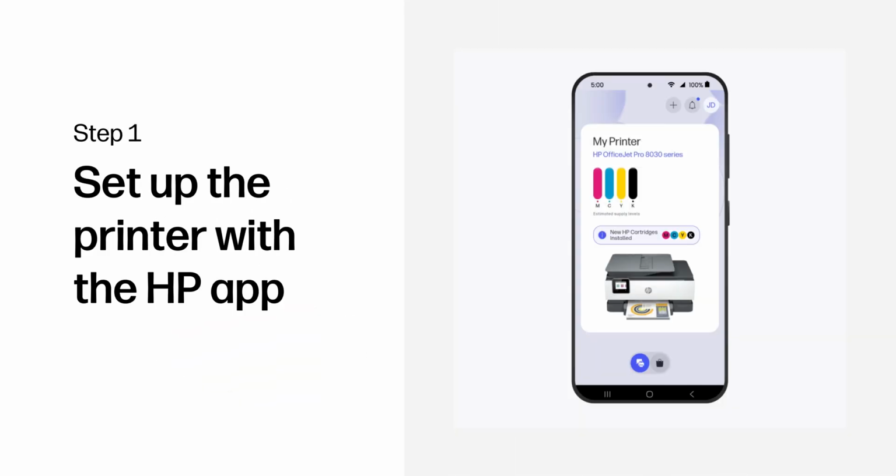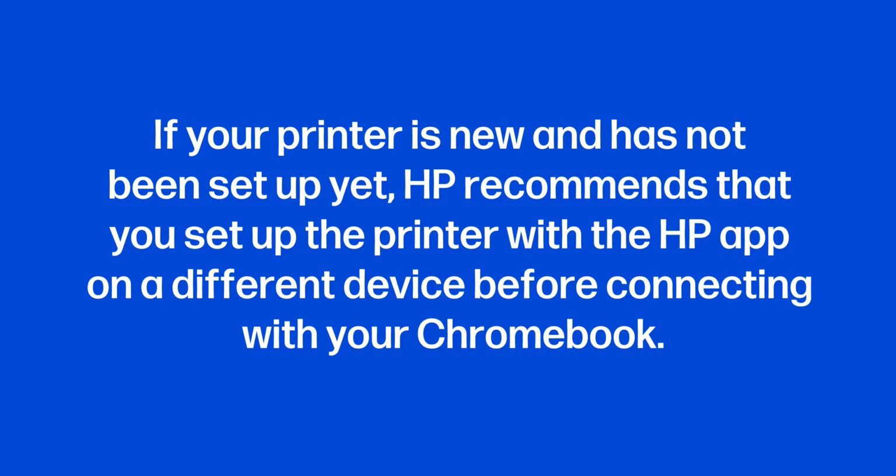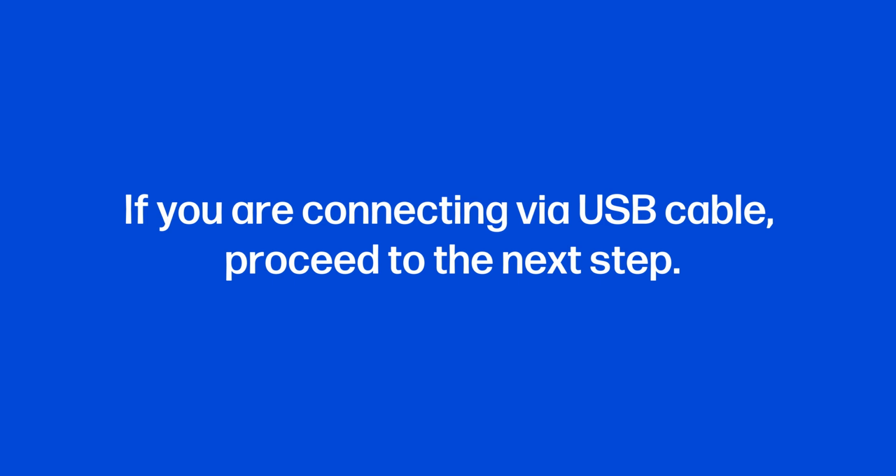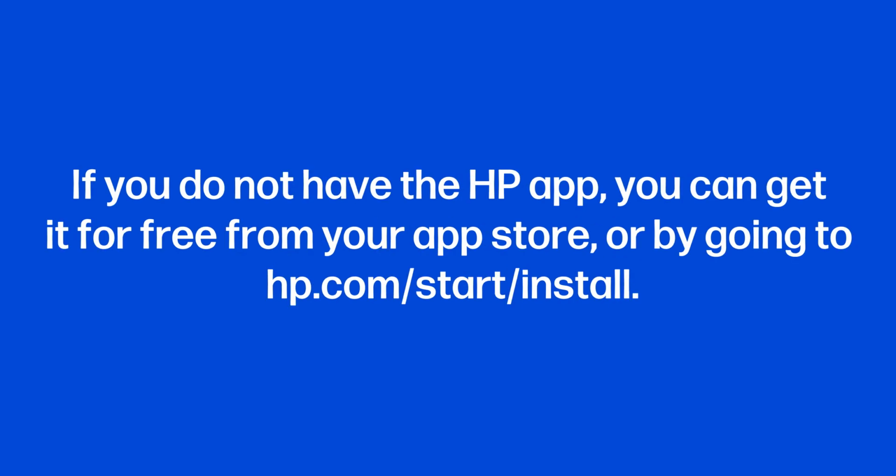Step 1. Set up the printer with the HP app. If your printer is new and has not been set up yet, HP recommends that you set up the printer with the HP app on a different device before connecting with your Chromebook. If you are connecting via USB cable, proceed to the next step. If you do not have the HP app, you can get it for free from your app store or by going to hp.com/start/install.